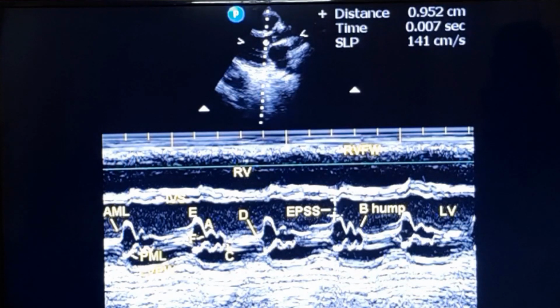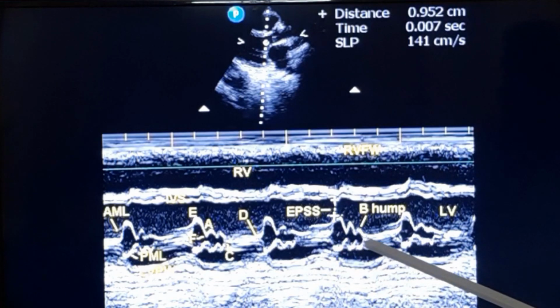An additional finding is that in addition to E and A, early diastolic E and atrial systolic A, there is an extra wave. This wave is known as B hump. B hump is noted when there is elevated left ventricular end diastolic pressure. Anterior mitral leaflet and posterior mitral leaflet have been marked here.